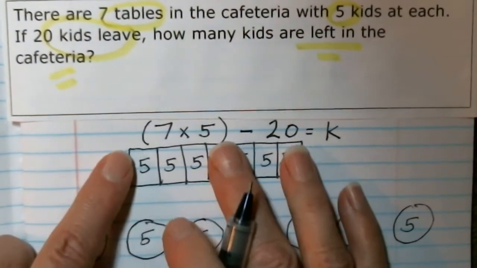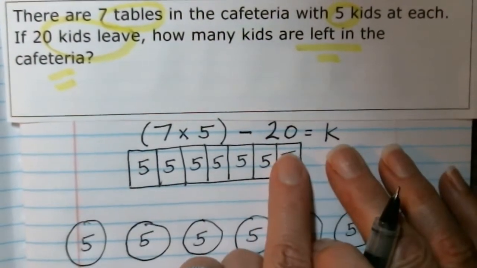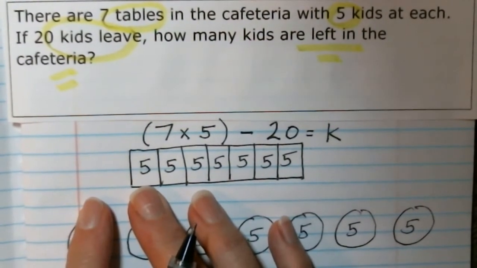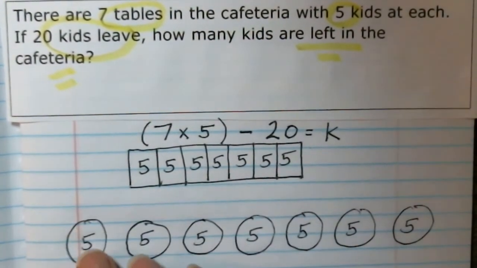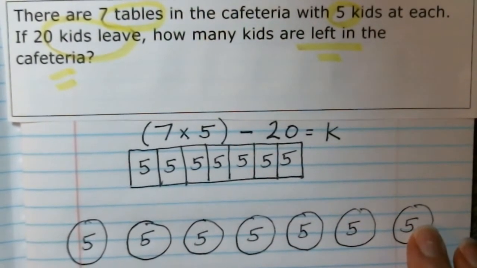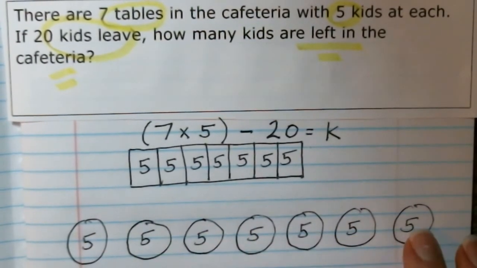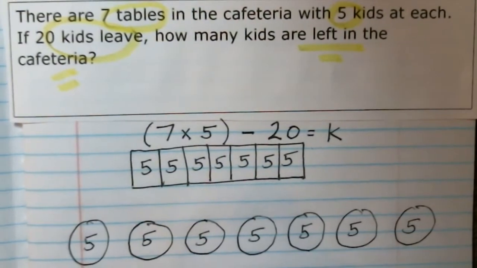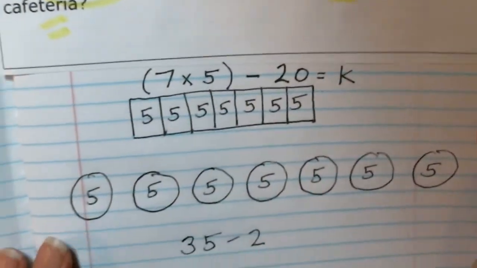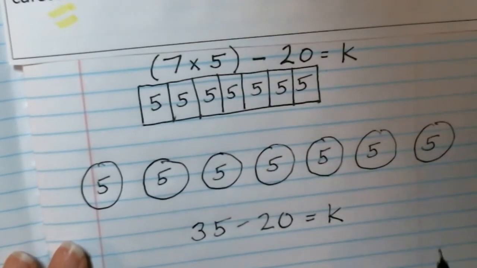Okay, when I put these parentheses, that just means I'm going to do that first and then do that. Now, with fives, I like fives because I can skip count them very easily. I can go 5, 10, 15, 20, 25, 30, 35. So I have 35 minus, oops, you cannot see that, minus 20 equals K.